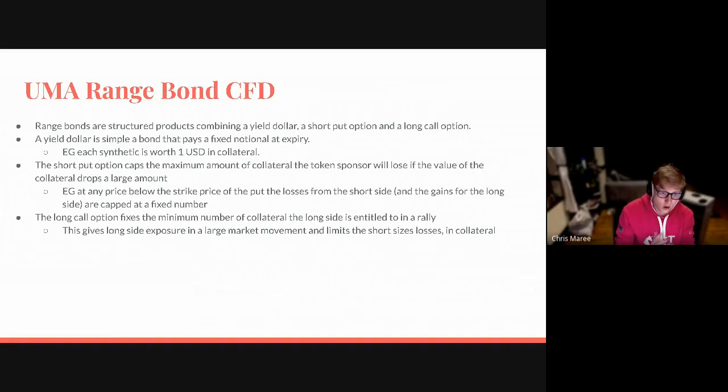And what the long call option enables is that if there's any large positive market movement, rather than just receiving a fixed payout of the bond notional, there's a point past which any rally will entitle the token holder to some profits from that rally, which is quite cool. So it basically incentivizes passive investors to want to hold this asset if they're bullish on it in the long run. And if they're kind of neutral about it, then they're going to basically collect a premium on the bond.